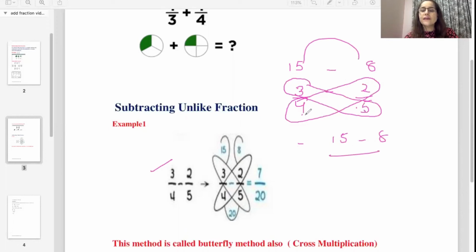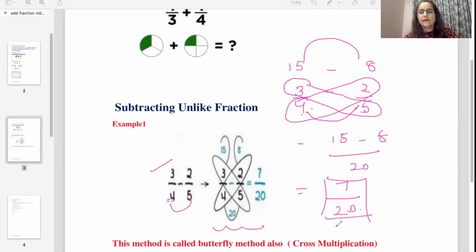But the other step is that the denominators should also be multiplied. So 4 into 5, which is equal to 20. So subtracting these numerators, 15 minus 8 is 7, and the denominators should be multiplied, which is equal to 20. So the answer is 7 upon 20. This method is called the butterfly method. That means we need to cross multiply these numbers, and the denominators should be multiplied.